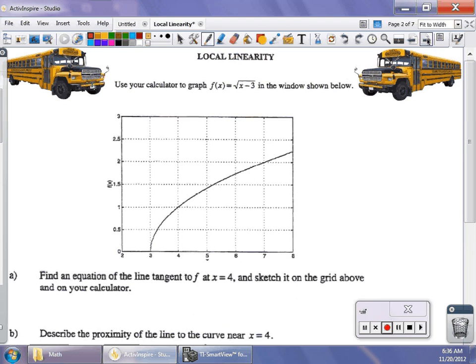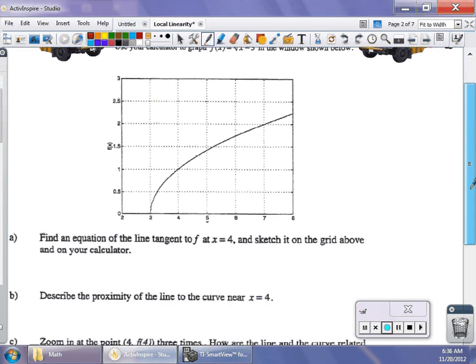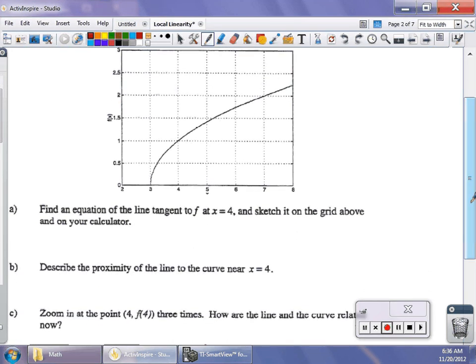So let's see what we're being asked to do here. We have a square root function, and job number 1 is to find the equation of the line tangent to f at x equal to 4. So here's x equal to 4, so the tangent line would look something like that. Of course, if you're drawing this yourself, you use a straight edge so that you can get a better picture of the tangent line. The function here is f of x, and the tangent line equation that we're going to write is y.